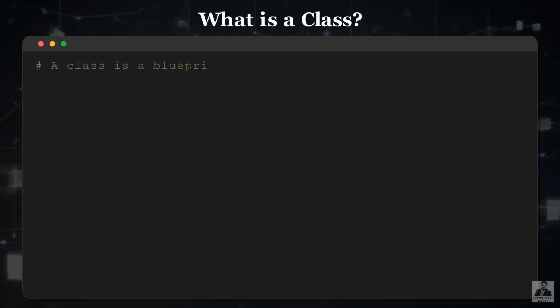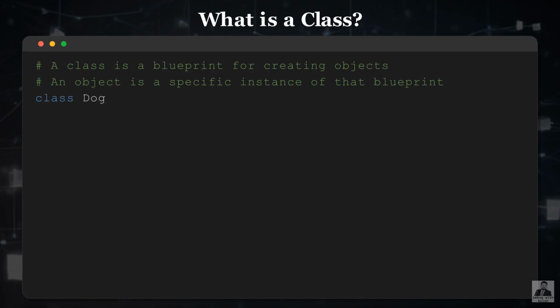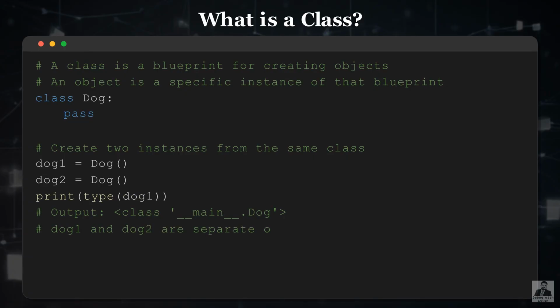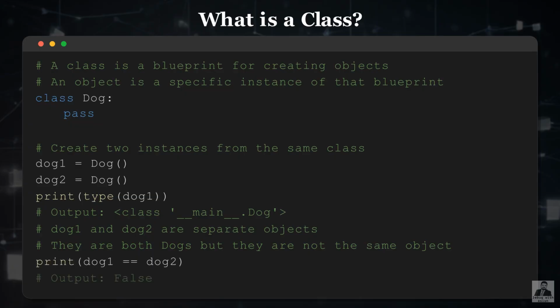A class is a blueprint. An object is something built from that blueprint. Here, we define a class called Dog, using the class keyword followed by the name and a colon. The pass keyword means the class body is empty for now. We then create two instances by calling Dog with parentheses, exactly like calling a function. Both dog1 and dog2 are Dog objects, but they are completely separate instances in memory. Comparing them returns False because they are not the same object.